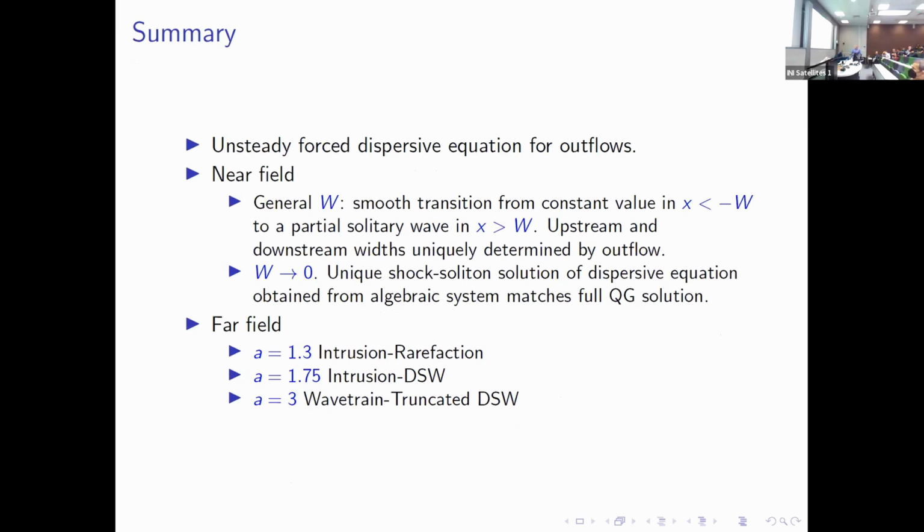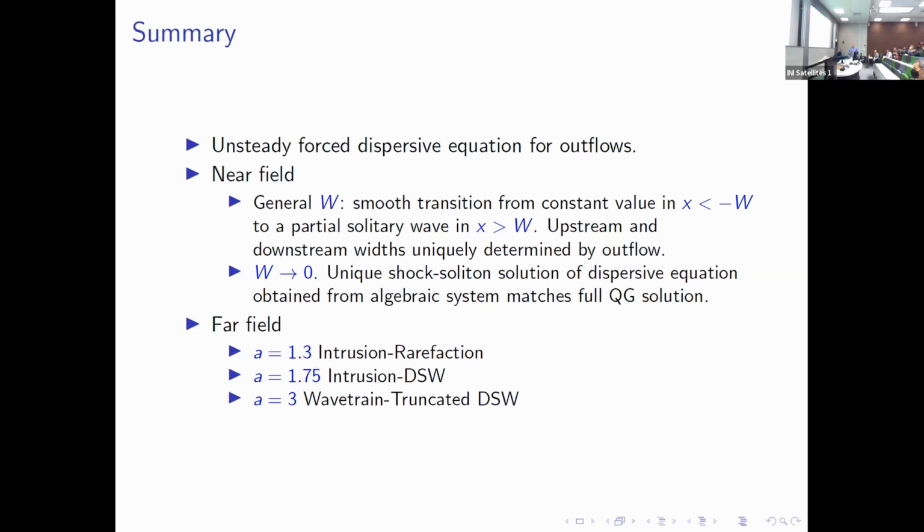And so, just a summary, we looked at the unsteady forced dispersive equations for outflows. In the near field, you could solve for general W by demanding that it joins a solitary wave upstream and is flat downstream, but you have to solve that numerically. If you take the limit W goes to 0, you can then reduce that to a set of algebraic equations, which seem to match the full solution. They give the right prediction for the current widths, which is a little strange, and it seems to say that somehow you're capturing some conservation relation in the problem.